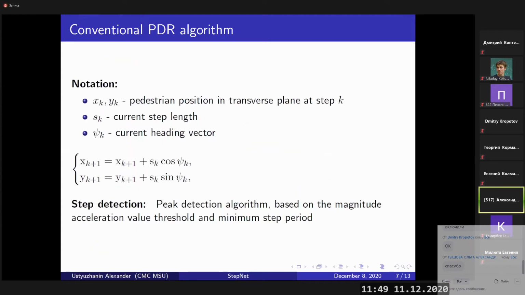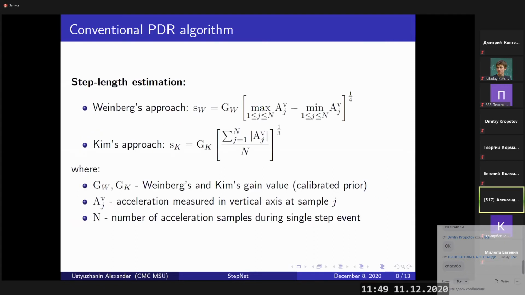And here are simple formulas that update our pose. Psi is acquired, like I said, via angular velocity integration. S is our estimated step length. Each step is separated using different peak detectors that depend on acceleration amplitude. And here we can see how this step length is being evaluated.